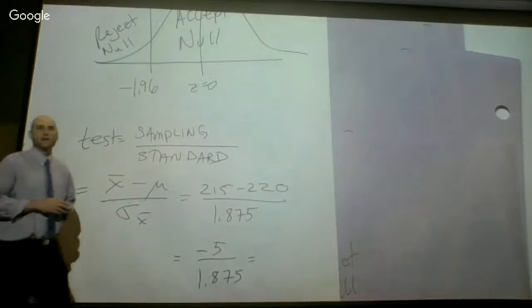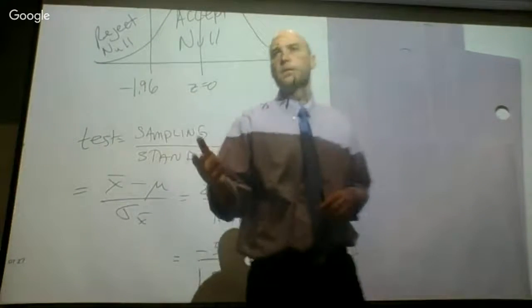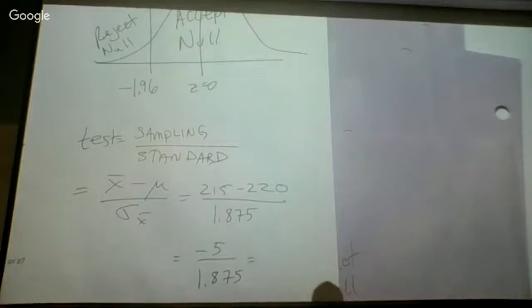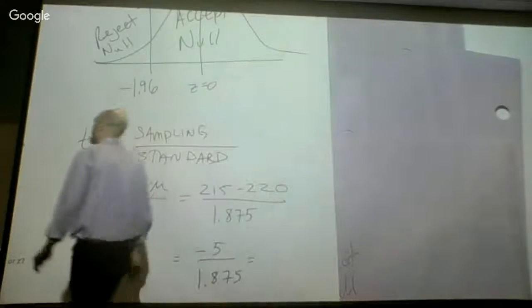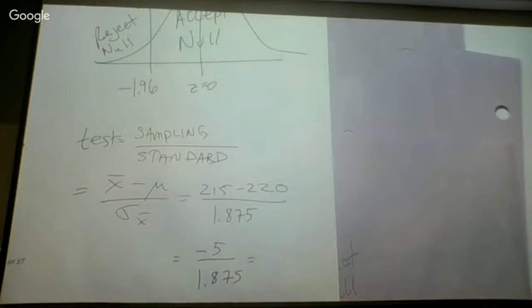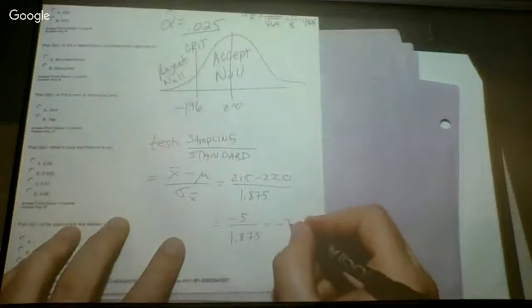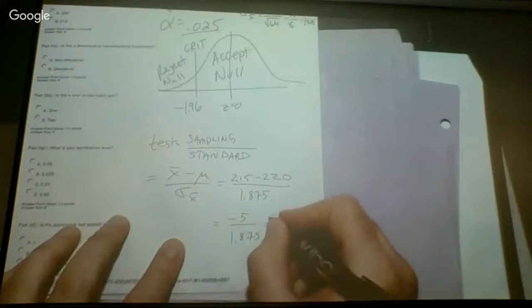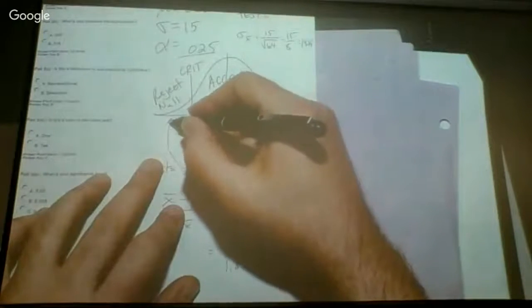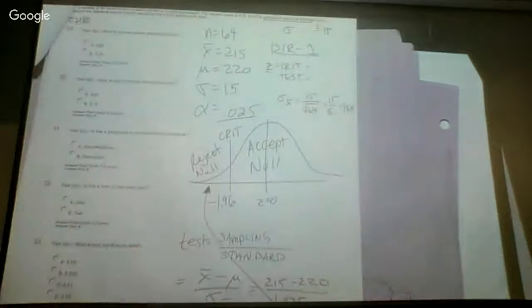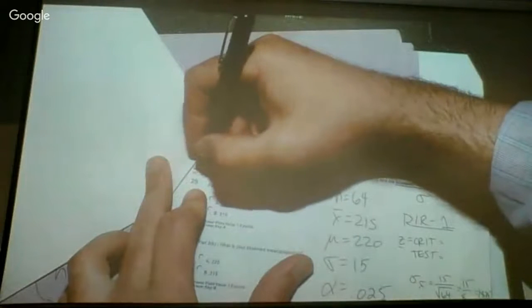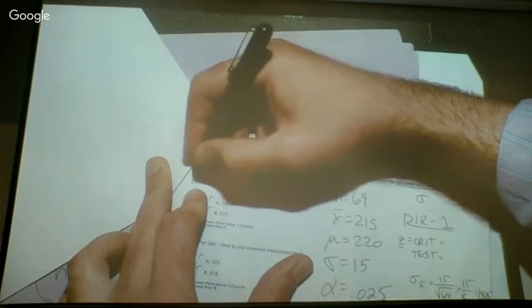I will ask for the assist on this one. You got negative 2.67. Negative 2.67. Confirmation? I see two thumbs. Negative 2.67. Accept or reject the null? Reject the null. Then come back up here. You're a bad null. Get out of my life. And I accept the research hypothesis. I accept H sub 1, which is mu is less than 220.